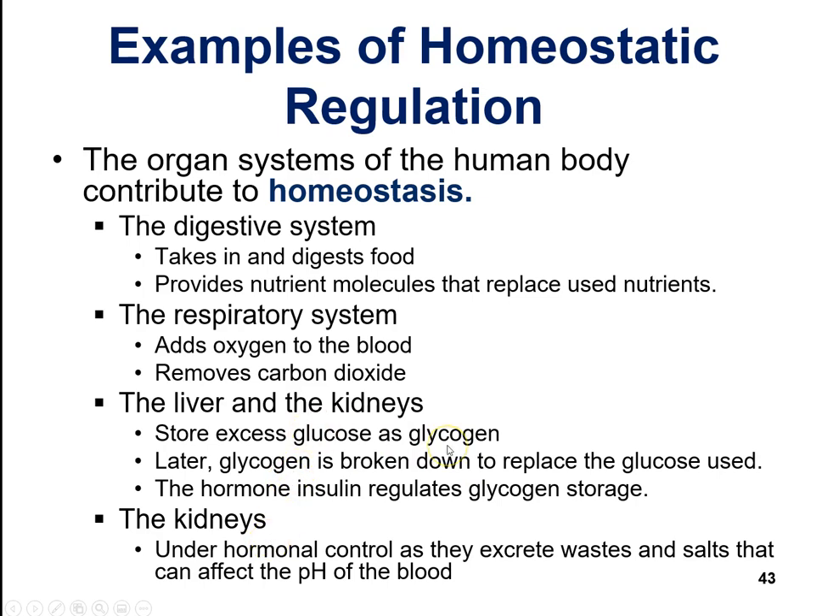So kidneys, under hormonal control, right? They excrete wastes and salts that can affect the pH of the blood. So the kidneys are involved in maintaining appropriate amounts of water in the body, appropriate amounts of salts like ions such as sodium and potassium, and also as a result of that, maintaining appropriate pH. Again, these are just meant to be examples. So just keep in mind that the pancreas should be here if we're talking about maintaining blood glucose levels, and not kidneys. I'll probably fix that and then re-upload the new version.